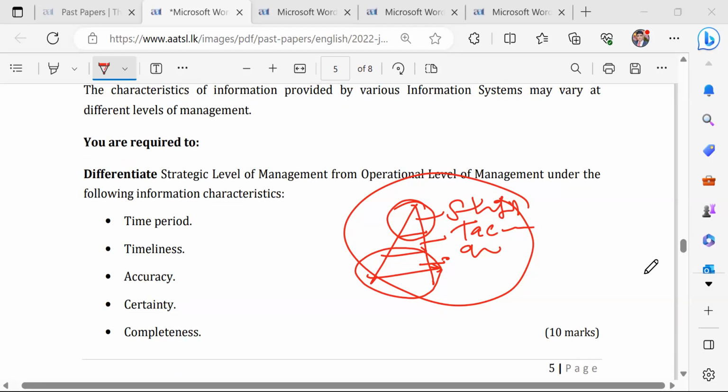We have discussed 5 criteria: time period, timeliness, accuracy, certainty, completeness.